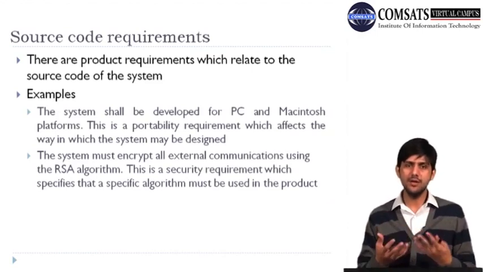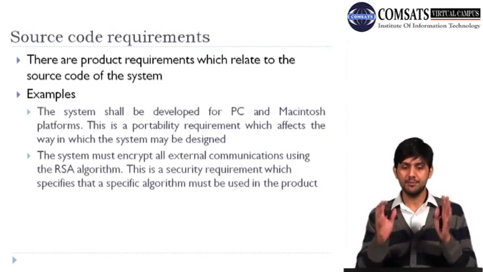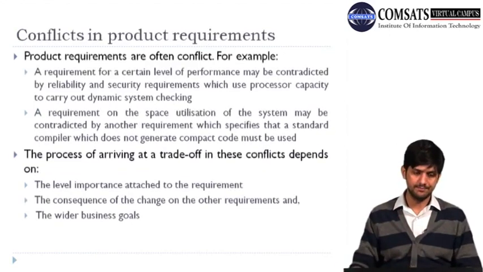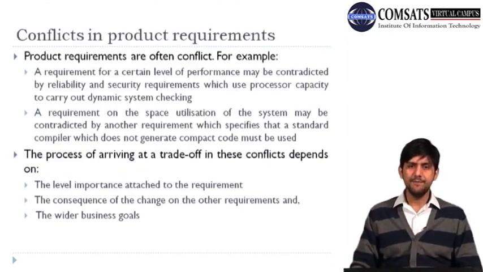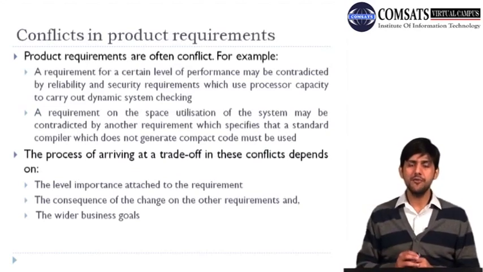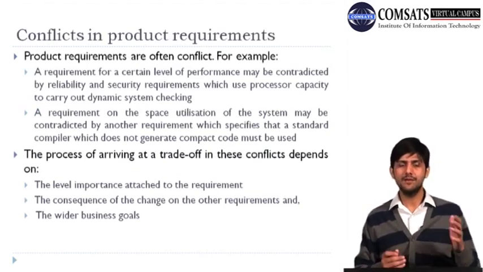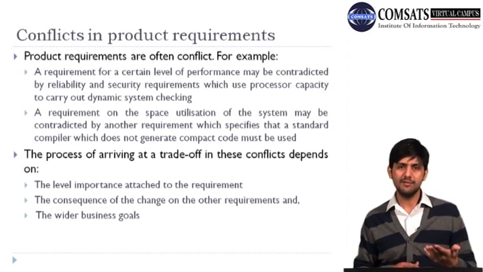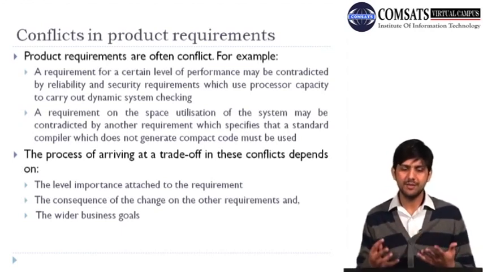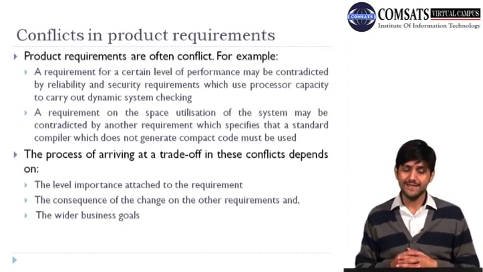Now, that is sort of a security requirement, which is again a product requirement that I am putting on my system. So there can also be conflicts in the product requirements. So we are not just saying that there would be conflicts when we are writing functional requirements, but non-functional requirements can also be conflicting. So what are the examples of that?